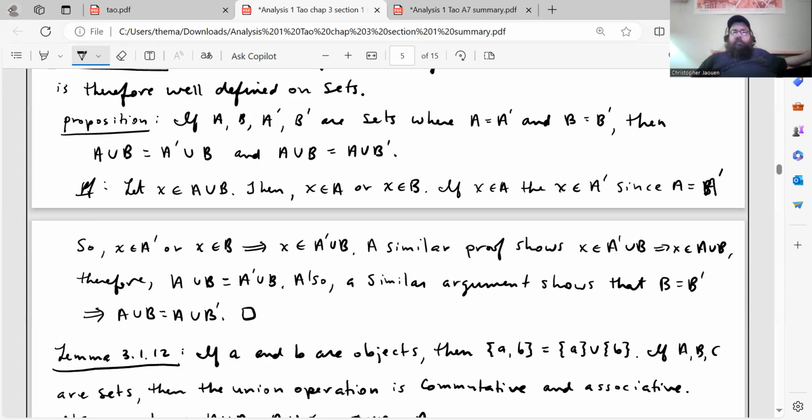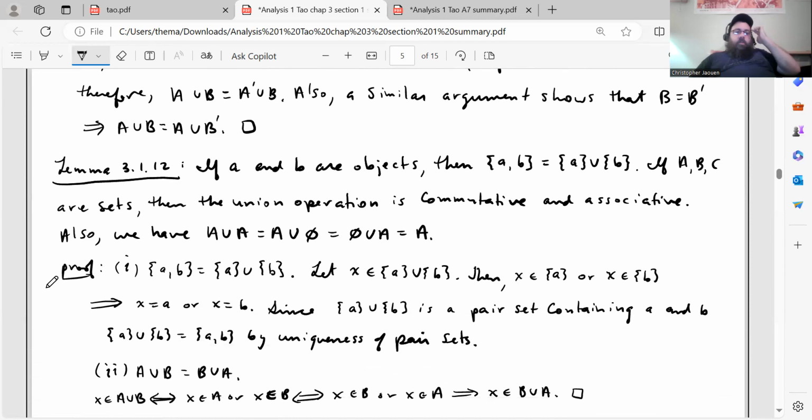A similar proof shows that X is an element of A prime union B implies X is an element of A union B. Therefore, the two sets are equal by axiom 3.2. And a similar argument, I guess I just didn't feel like writing this whole thing out because it's very similar. A similar argument shows that B equals B prime implies A union B equals A union B prime. Okay, going on to the next lemma.